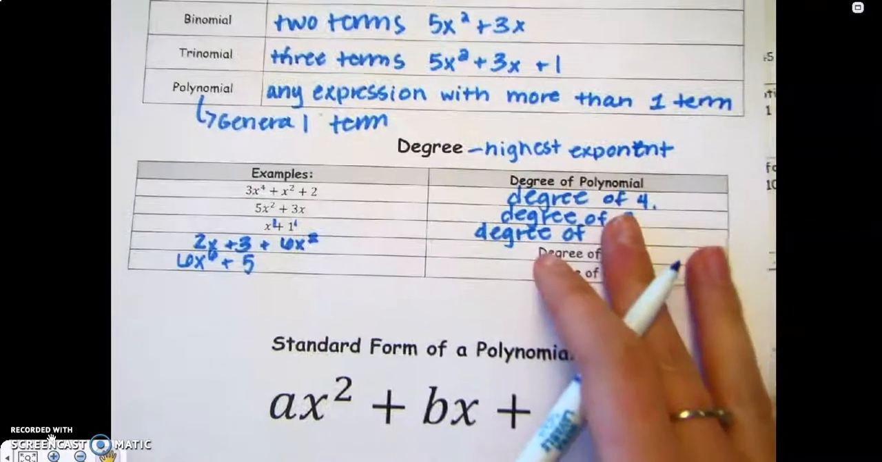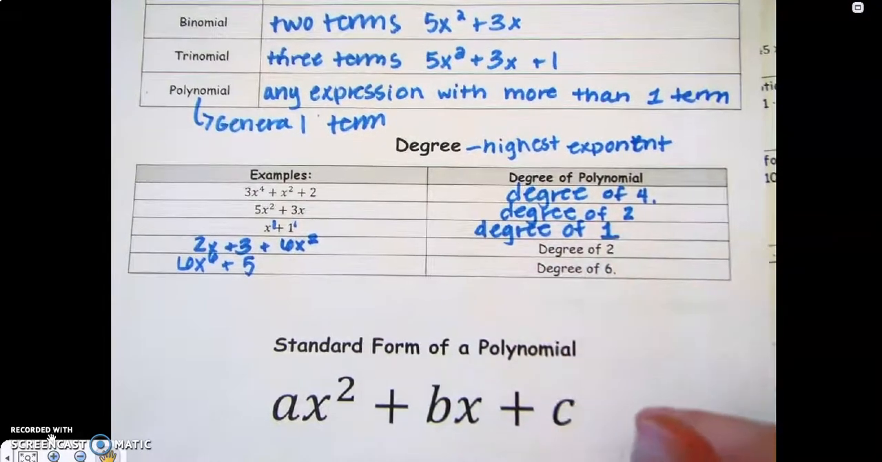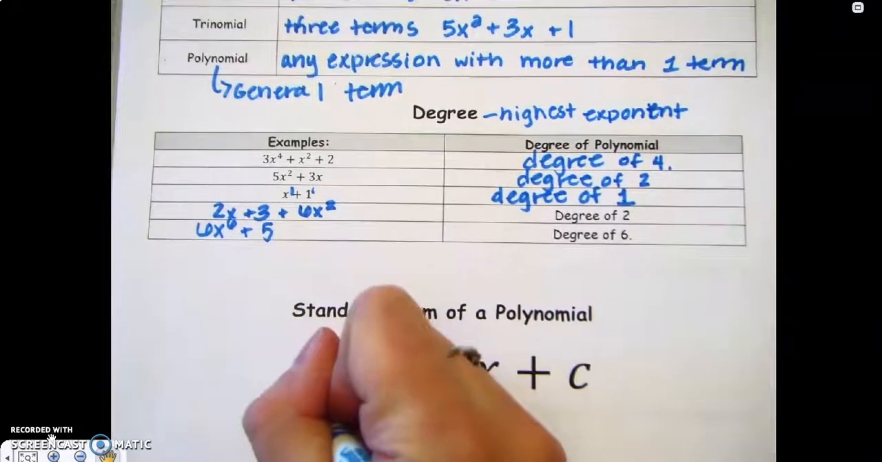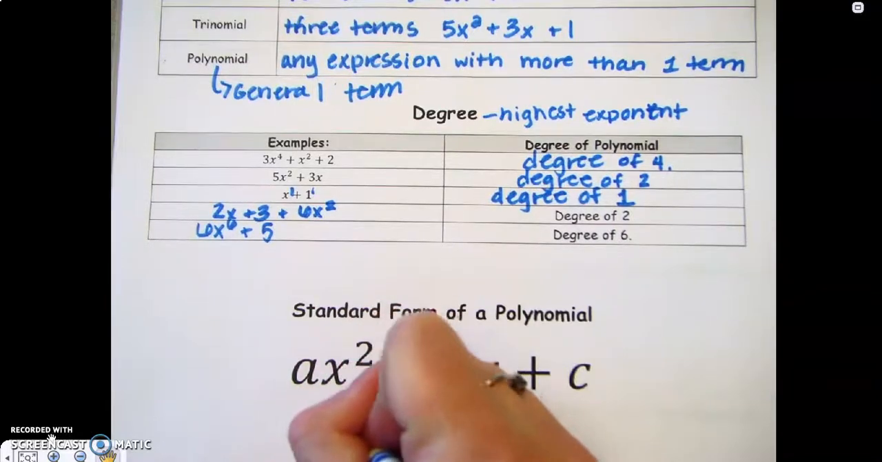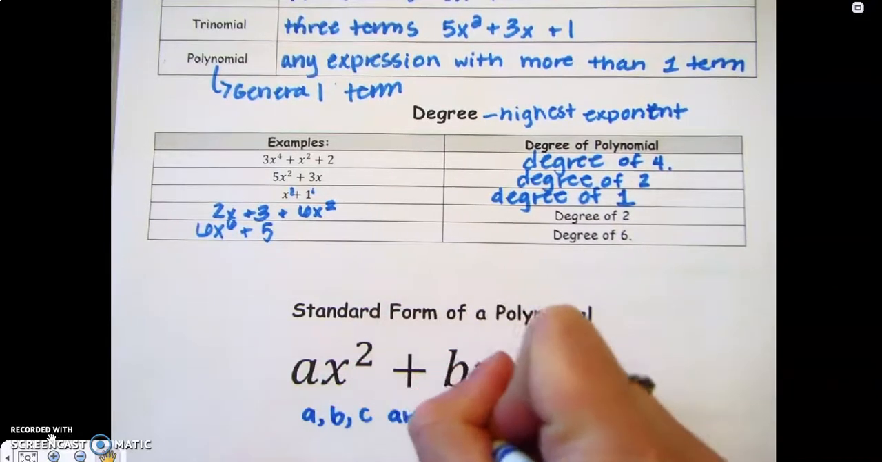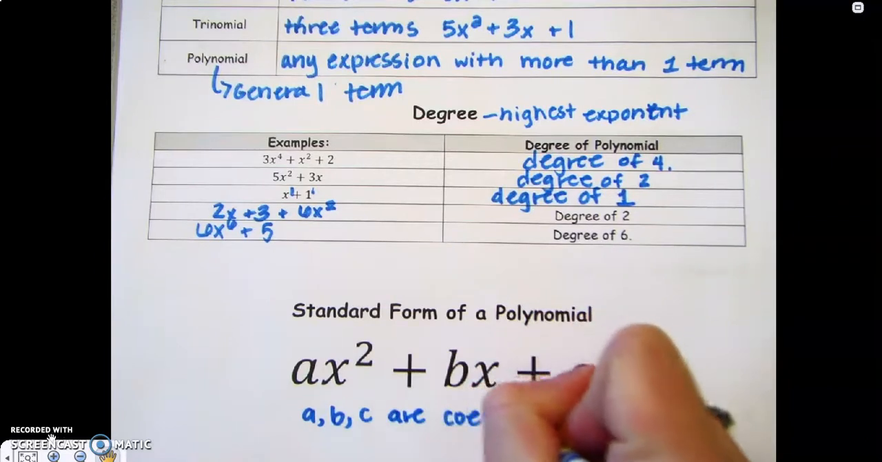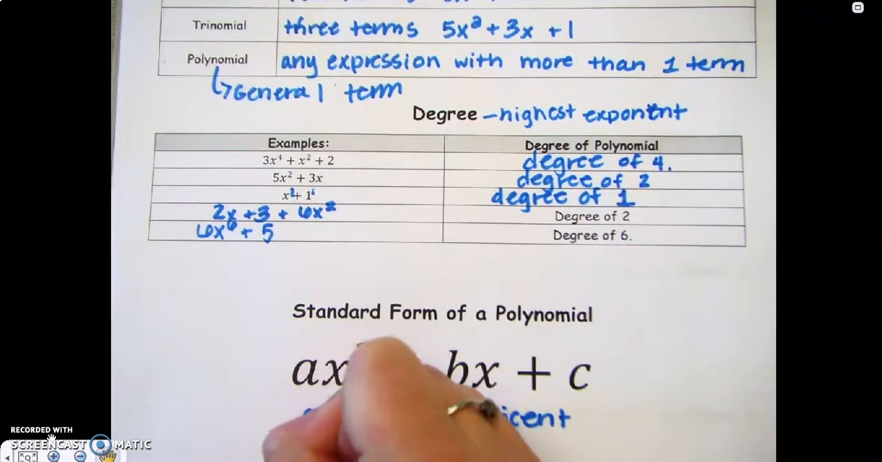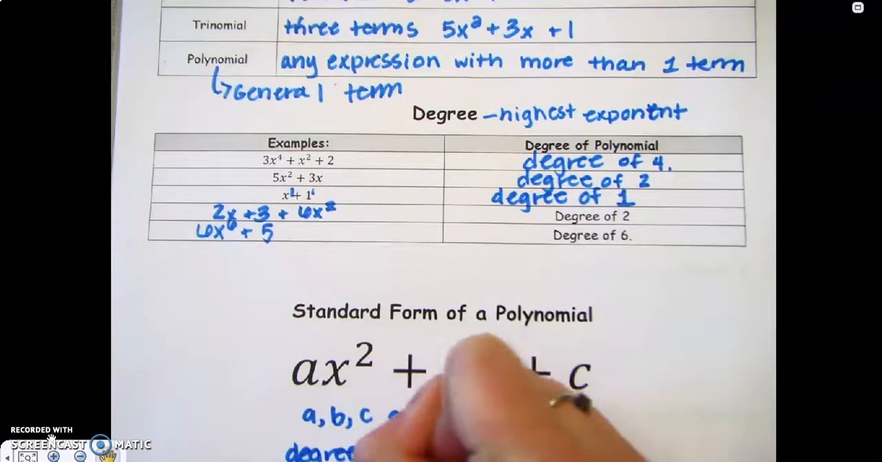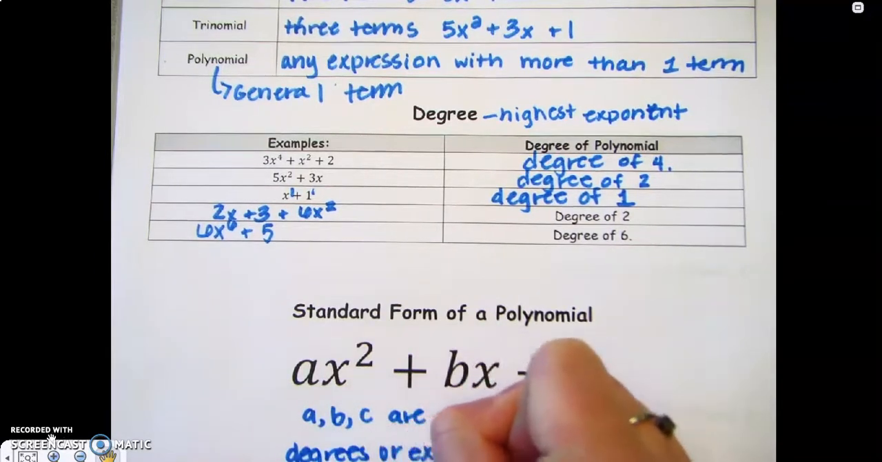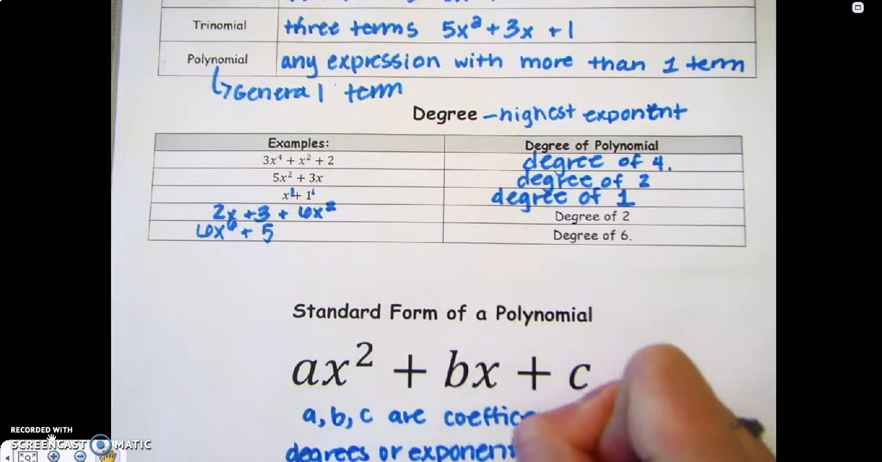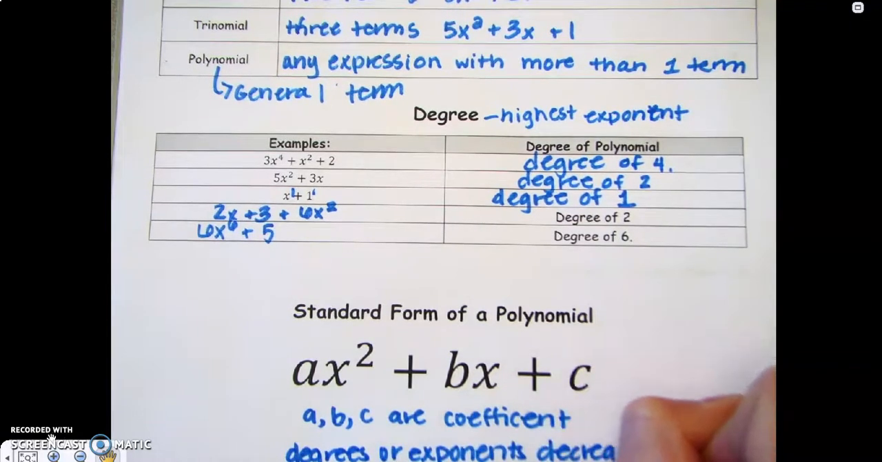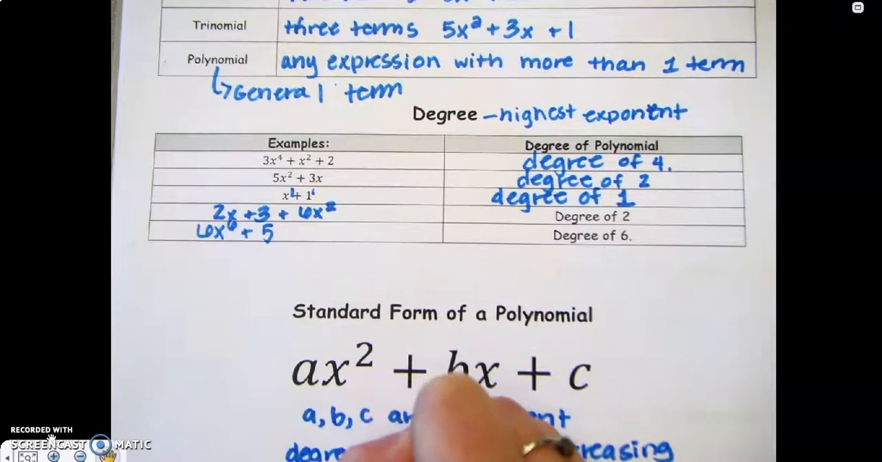So sometimes you'll be asked to write these polynomials in standard form. And what that means is, this is usually how we write trinomials. So A, B, and C are coefficients. But to write them in standard form, you want the degrees for the exponents decreasing from left to right.